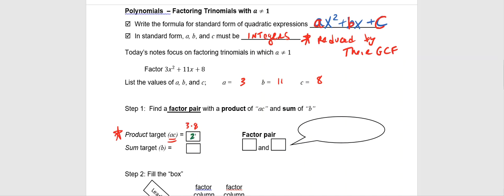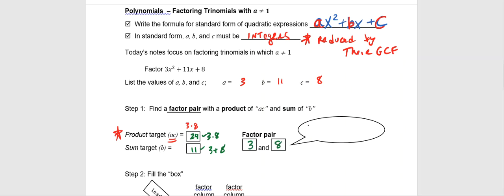And our sum target is still our b value, is still 11. So wouldn't you know, when we look at the product of a times c, just conveniently, it happens to be the combination of numbers that multiply to 24 while adding to 11. You know, if our b value was 10, then we would have been looking at 6 and 4 instead of the 3 and 8. Okay, so our factor pair is 3 and 8.